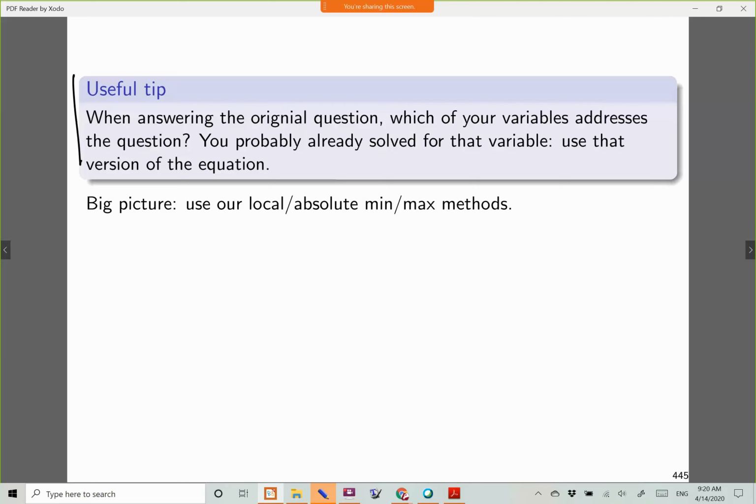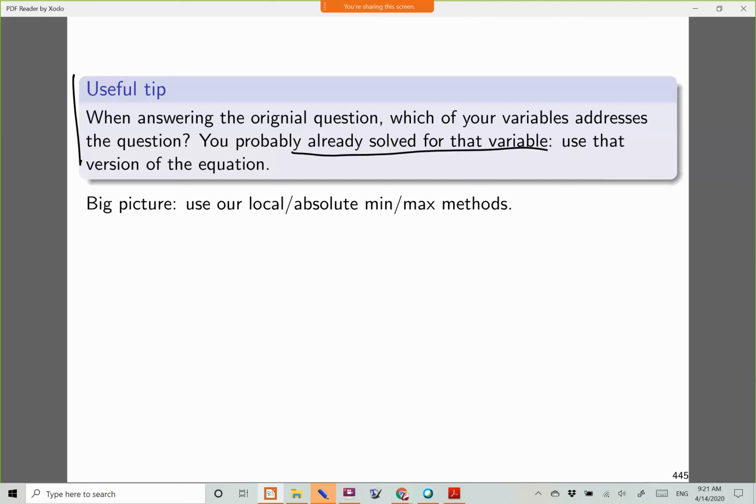You'll find this should be helpful: when you need to go back and answer whatever the original question was, you should look at which of your variables addresses that question. Now, if you wrote down a list of variables with clear explanations of what each means, here's the other thing. If you don't already have the numerical value of that variable, you probably already solved for that variable anyway. In fact, you had to have, because you solve for that variable to help get rid of that variable before differentiating. So use that version of the equation.